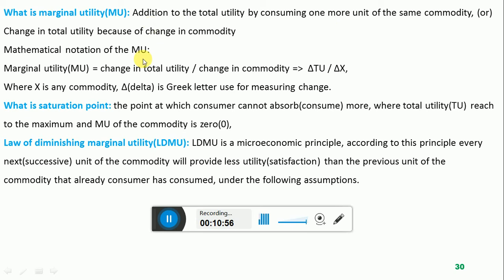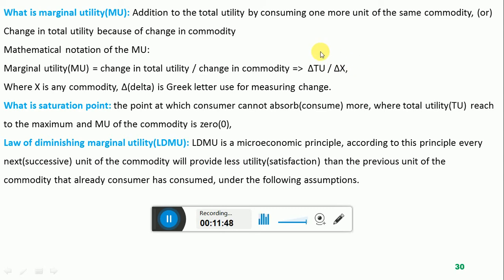The mathematical notation of the marginal utility of the additional commodity is this: MU stands for marginal utility, which is change in total utility because of change in commodity. Mathematically we can write, delta is a Greek letter that represents change, TU stands for total utility, change in total utility because of change in X, where X represents the change in commodity. So addition to the total utility by consuming one more unit means that when the individual is consuming the commodity and increases the commodity, utility will also increase. The increase in utility because of the next unit is called marginal utility.